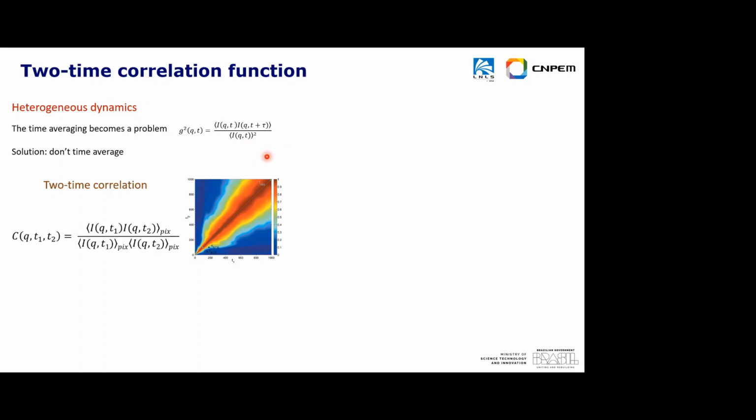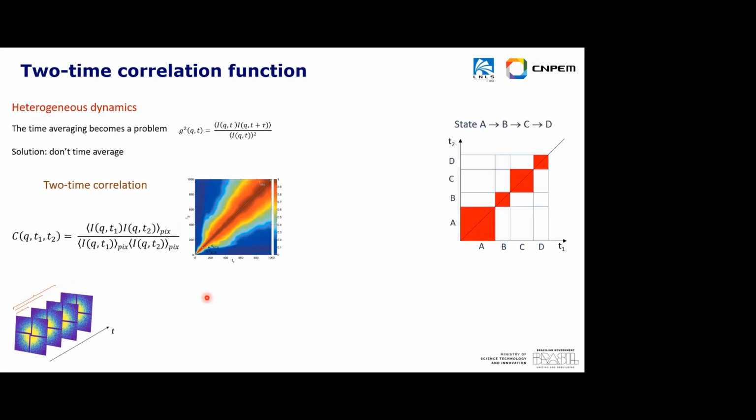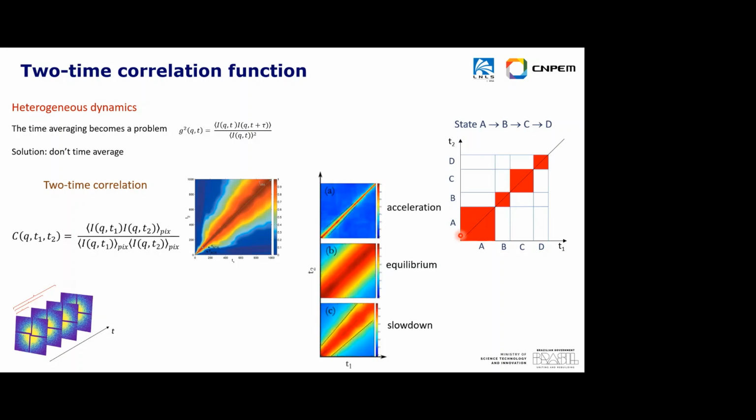In this case, when we have heterogeneous dynamics, the standard analysis is not the most correct. We can use another analysis called two-time correlation, where we correlate all the images with the first image, and then correlate all the images without any average. So if you have heterogeneous behavior, we can get this information. For example, if you have a system that's going from a state A to a state B, C, D, we can have this information.